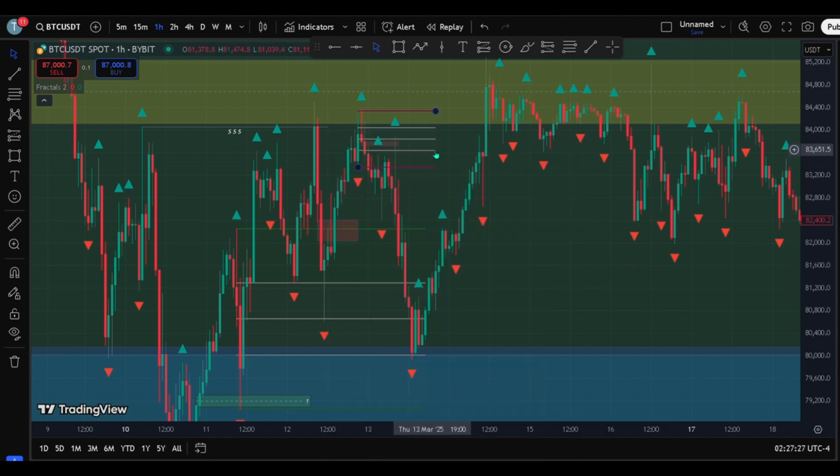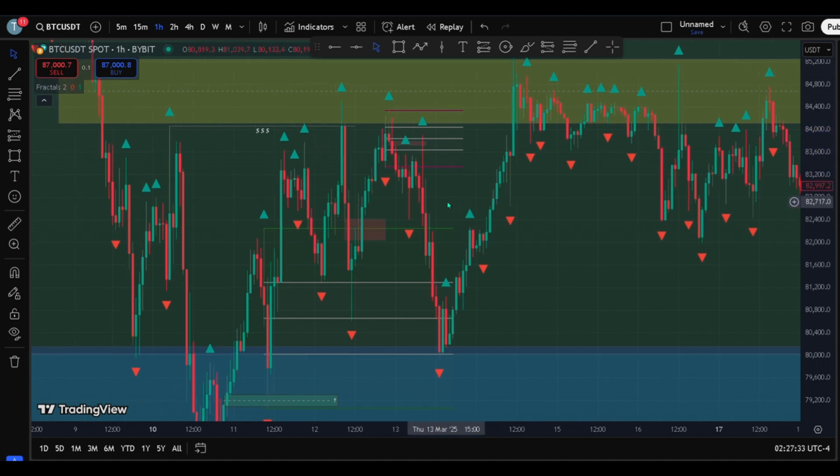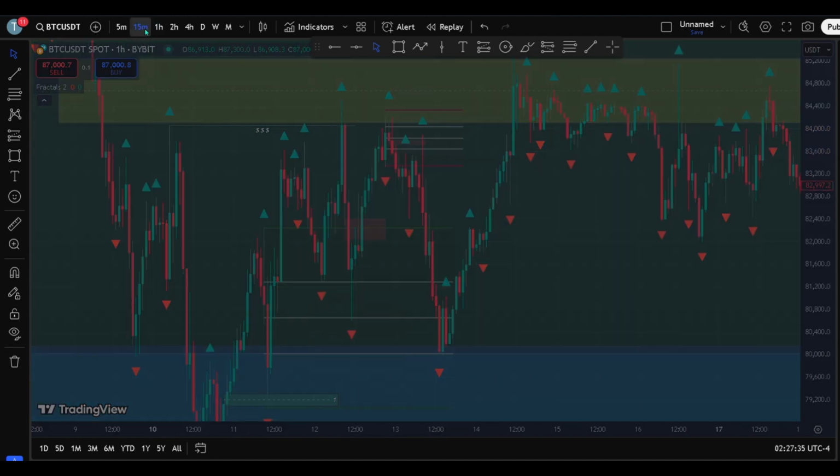And then you also want to make sure that you've highlighted your 30, 50, 70, and then obviously the high and the low. Nice and easy. Drop down to your 15-minute.